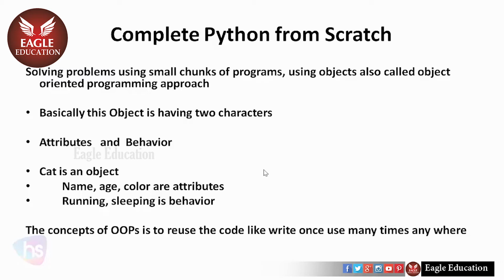If I am assuming it's a cat, the name of the cat, the type of cat, what the age is, and the color, these we call attributes. And the cat is running, the cat is sleeping, the cat is dancing, and the cat is eating, like milk. If a cat finds milk, it won't leave it. Anyhow, it will try to grab it. All that we call the behavior of that particular cat.